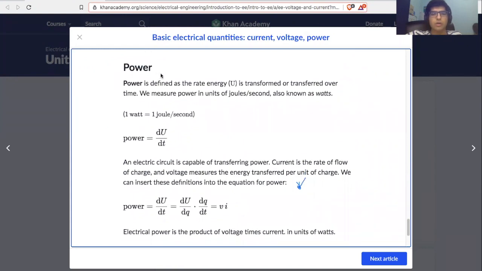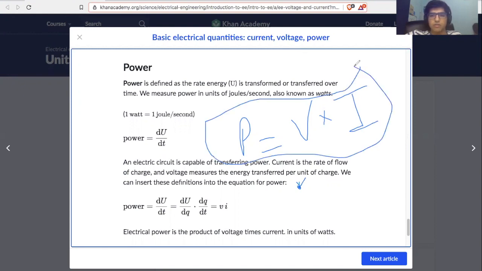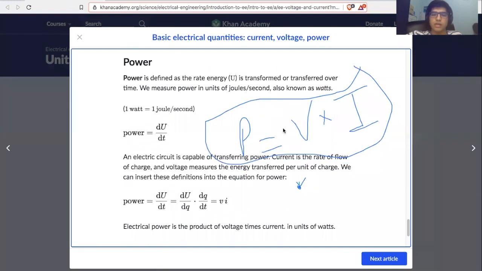Next, we can talk about power. Power is just, to keep it very simple, the voltage you calculated above times the current. That's very simply the formula that you need to know in any kind of classes you take. P equals V times I, and that's also what they've shown here.